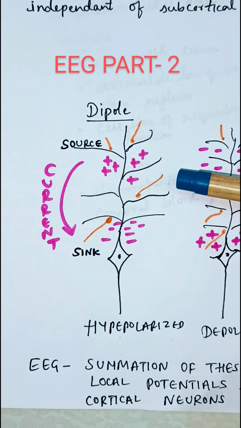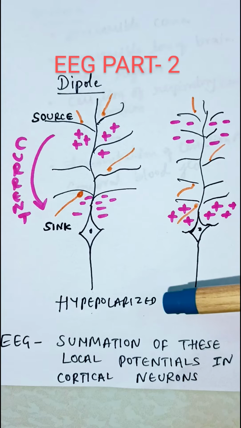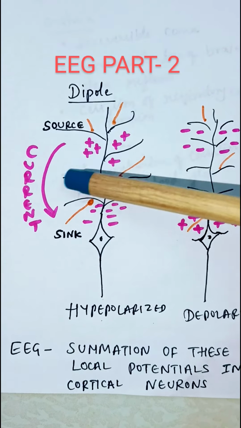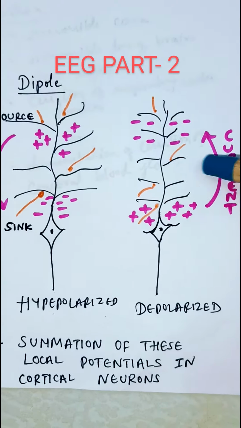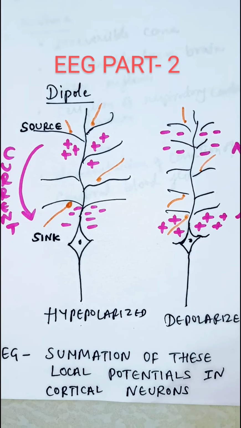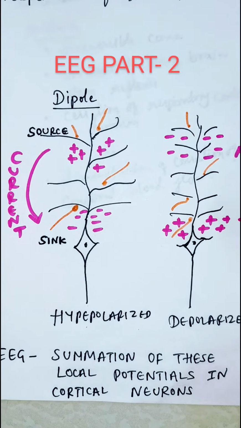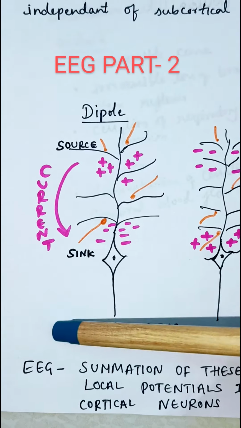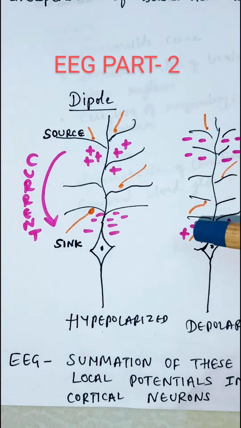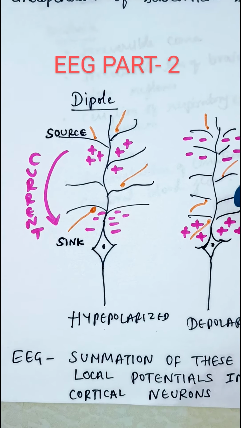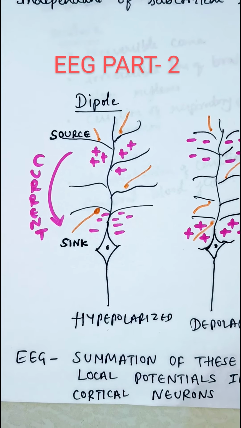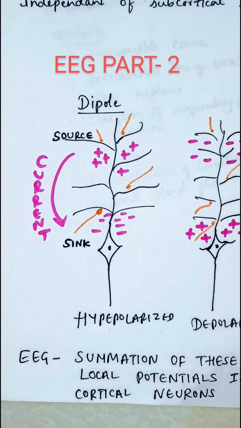There are two poles. Okay, so now EEG, what is EEG? It is a summation of these local potentials. So this is one potential here, this is one potential. So similarly these kinds of activity will be happening in all the neurons in the cortex, right? So the summation of these local potentials in the cortical neurons is what we record as EEG. Remember, only if one or two neurons fire like this, you will not get EEG. Thousands of neurons should fire at the same time to produce EEG.